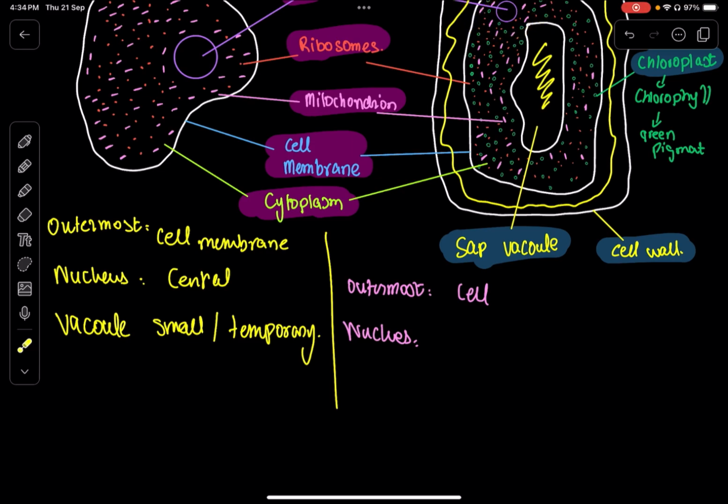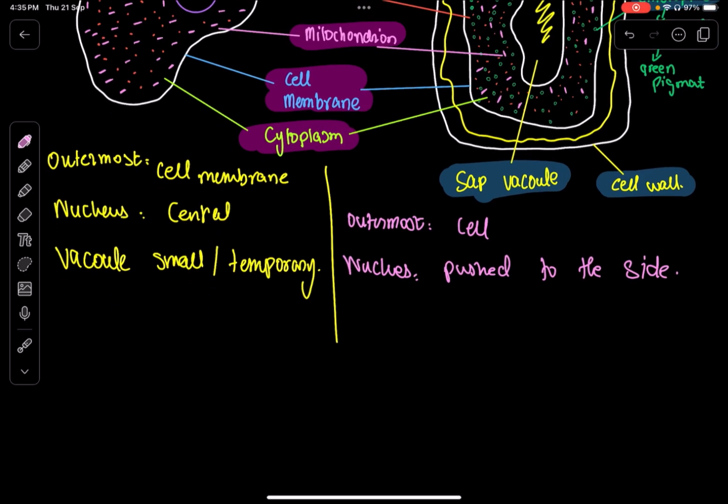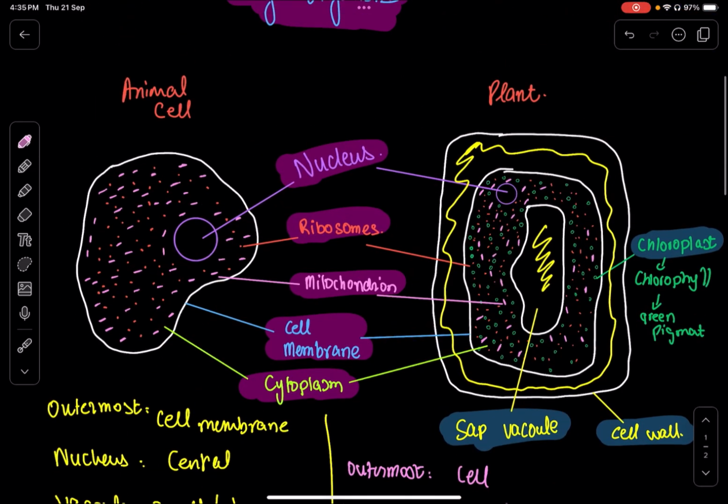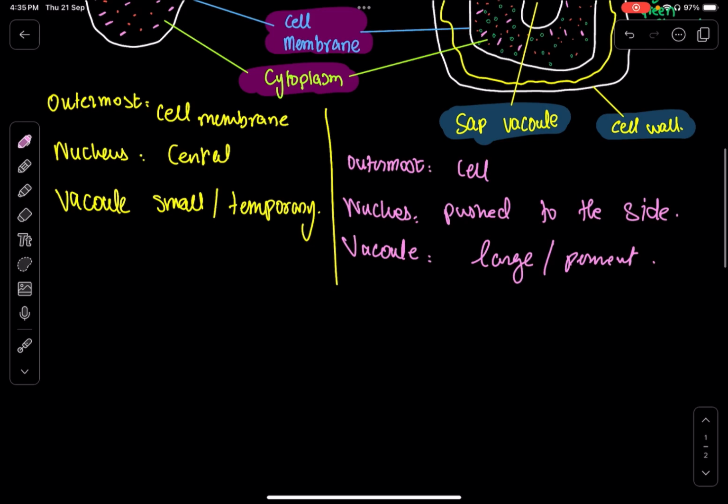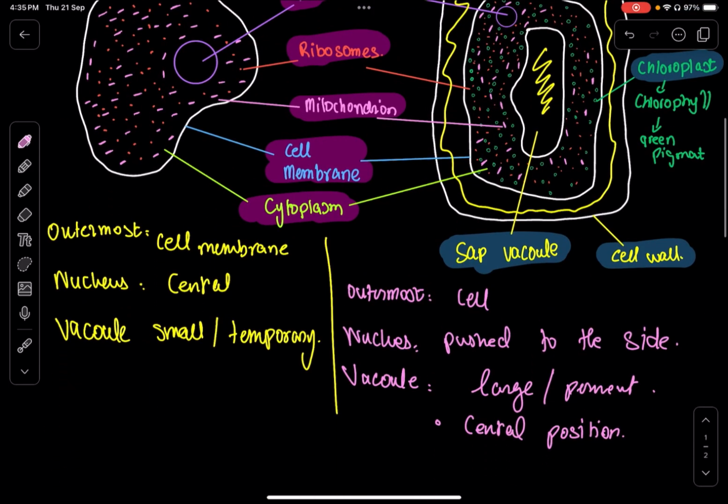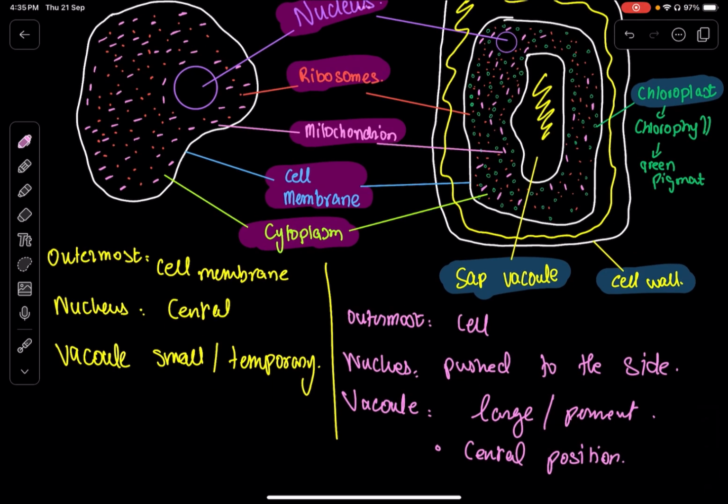Okay, as you're done, nucleus is pushed to the side, whereas here the vacuole is large and it is permanent, and if you look at its position, it's actually in the center, so it's a central position.